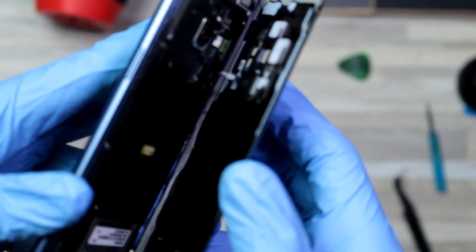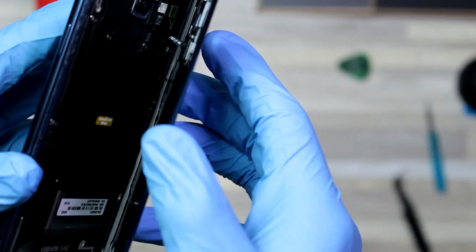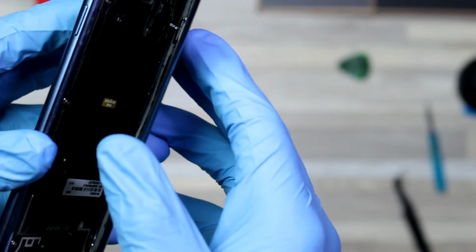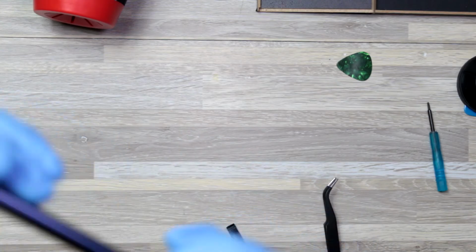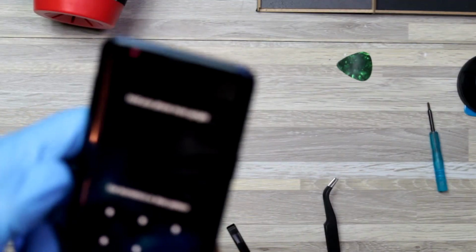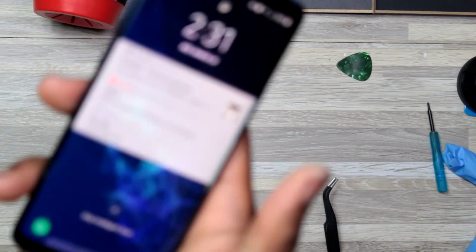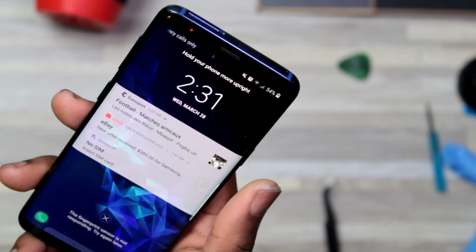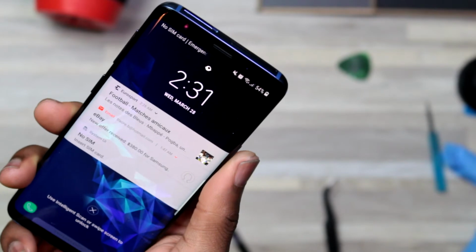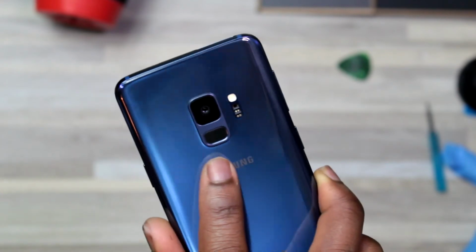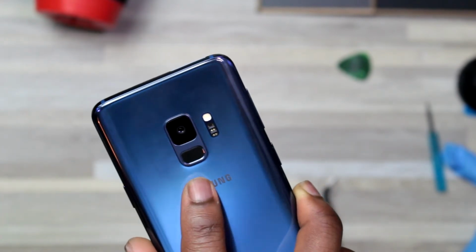I have successfully connected the fingerprint sensor, so I'm going to close the phone and try the fingerprint sensor. So it seems like the fingerprint sensor is not working. I'm going to restart the phone and see if it does the same thing. I'm pretty much sure that if I connected the fingerprint sensor correctly and restarted the phone, it should work now.